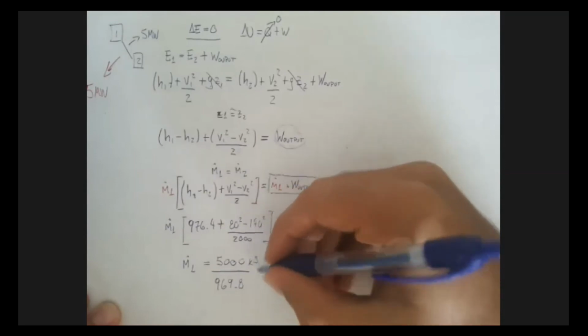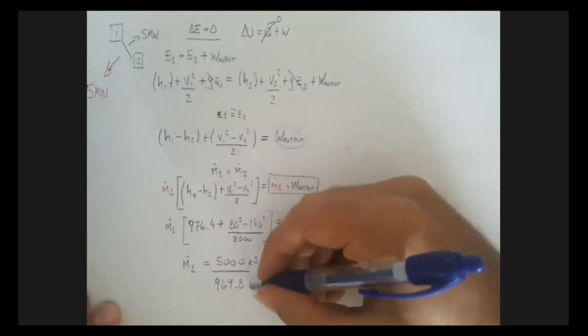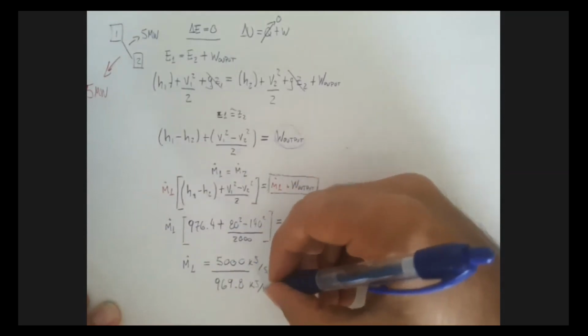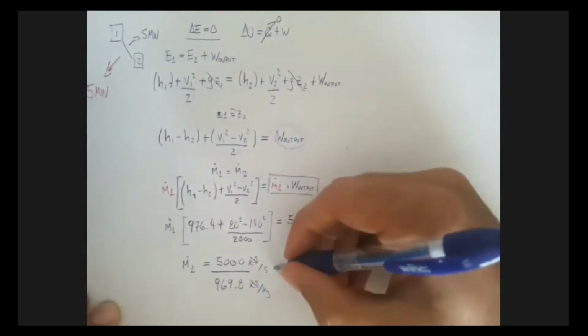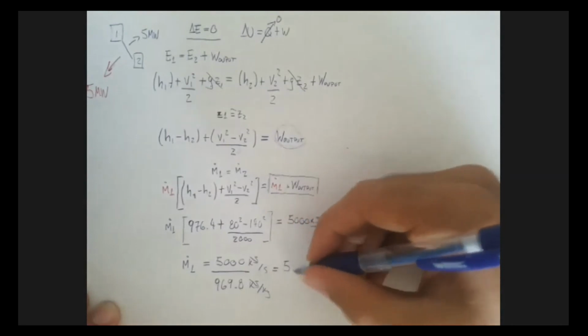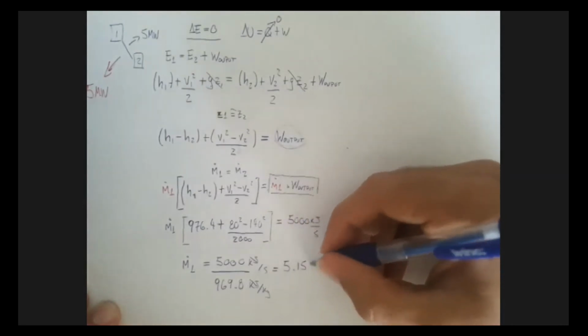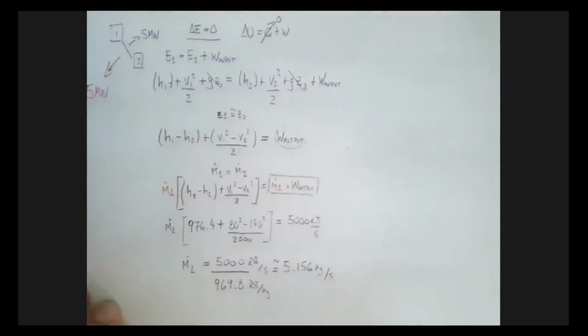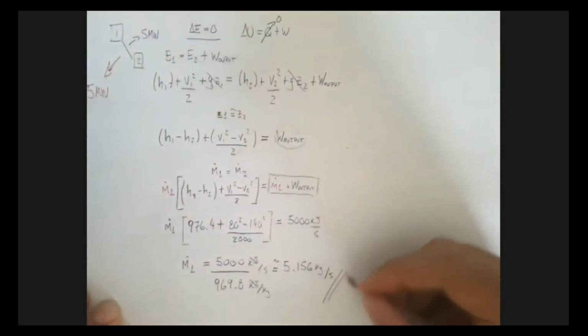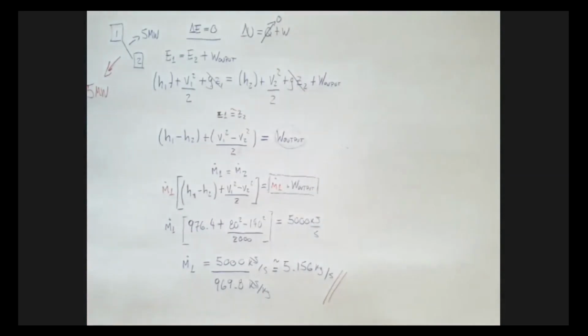And this is kilojoules per second, and this here is kilojoules per kilogram. So kilograms goes to the top, and then we have kilograms per second, which is what we're looking for. This is approximately 5.156. Whew. Okay, now we're happy.